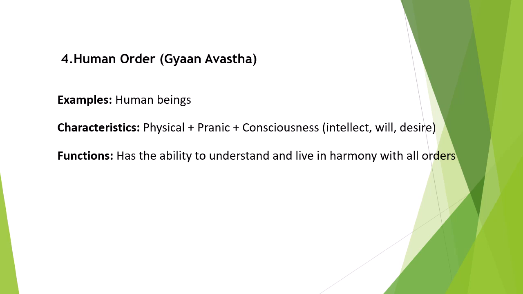Example of human order: human beings. Characteristics: physical, pranic, conscious. Function: the human order has the ability to understand and live in harmony with all orders.